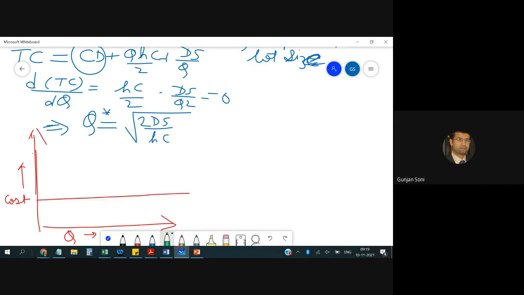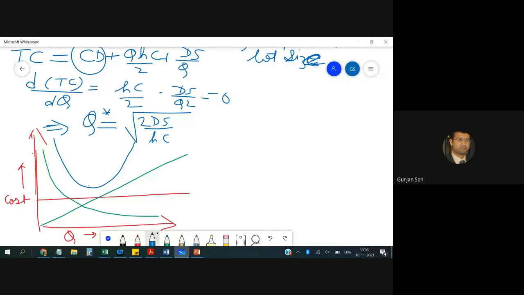Then we have carrying cost. We can say the carrying cost, or the holding cost, is directly proportional to the quantity. And your ordering cost is inversely related with the quantity, so it goes somewhat like this. Now when we add these three together, the superimposed curve would be somewhat like this. This is your total cost.